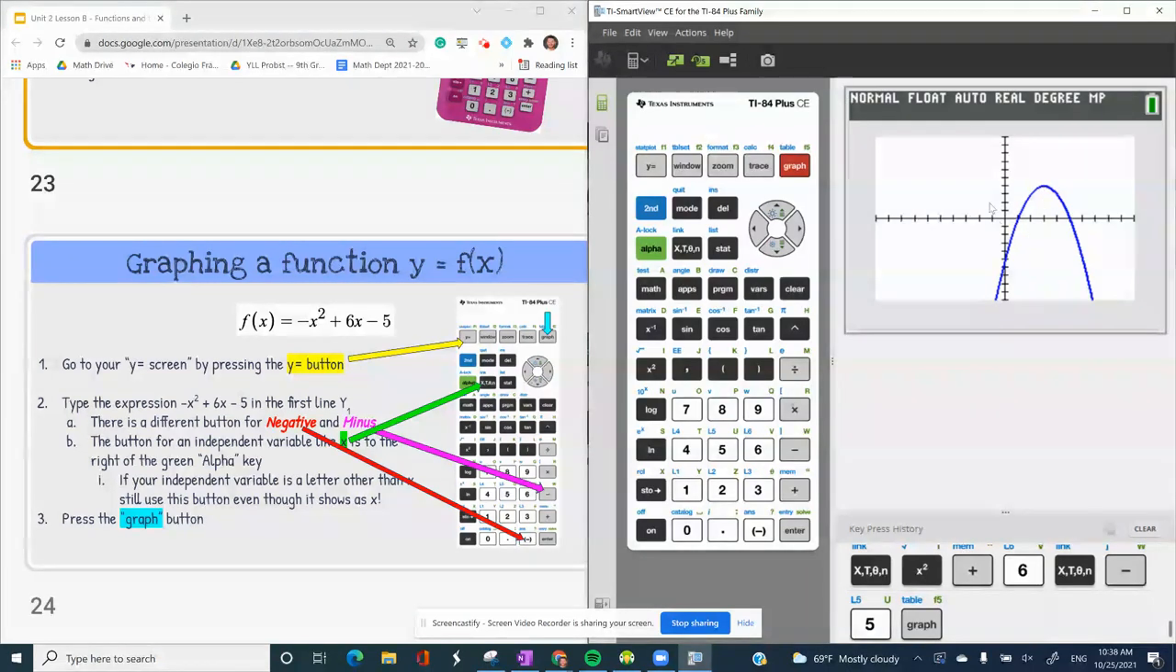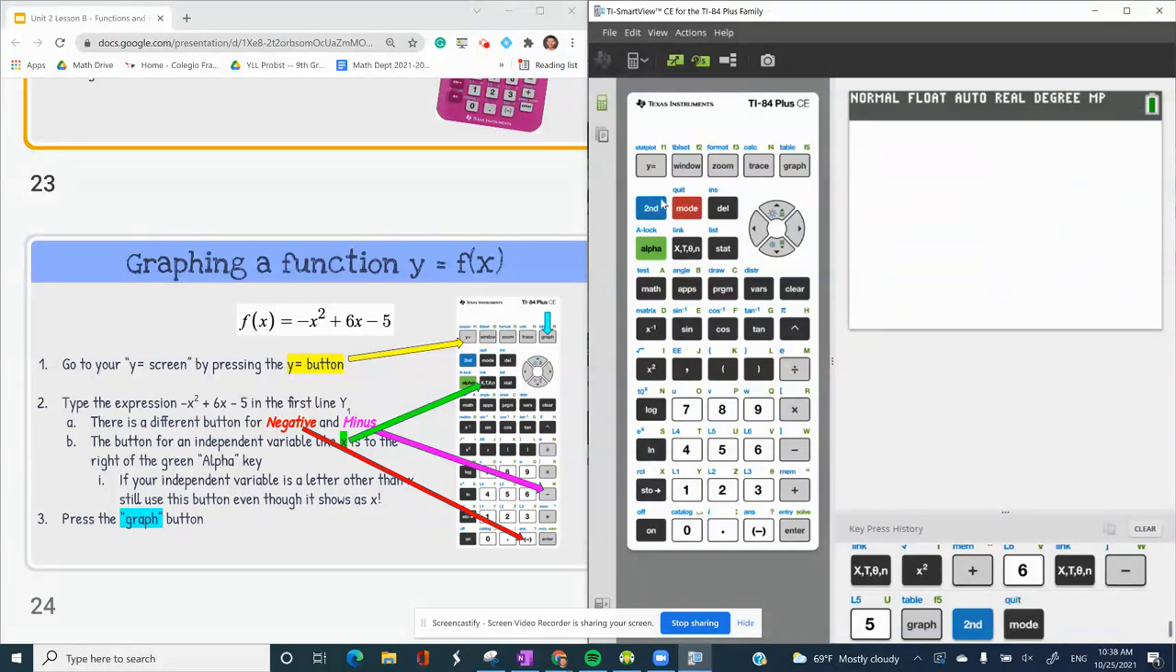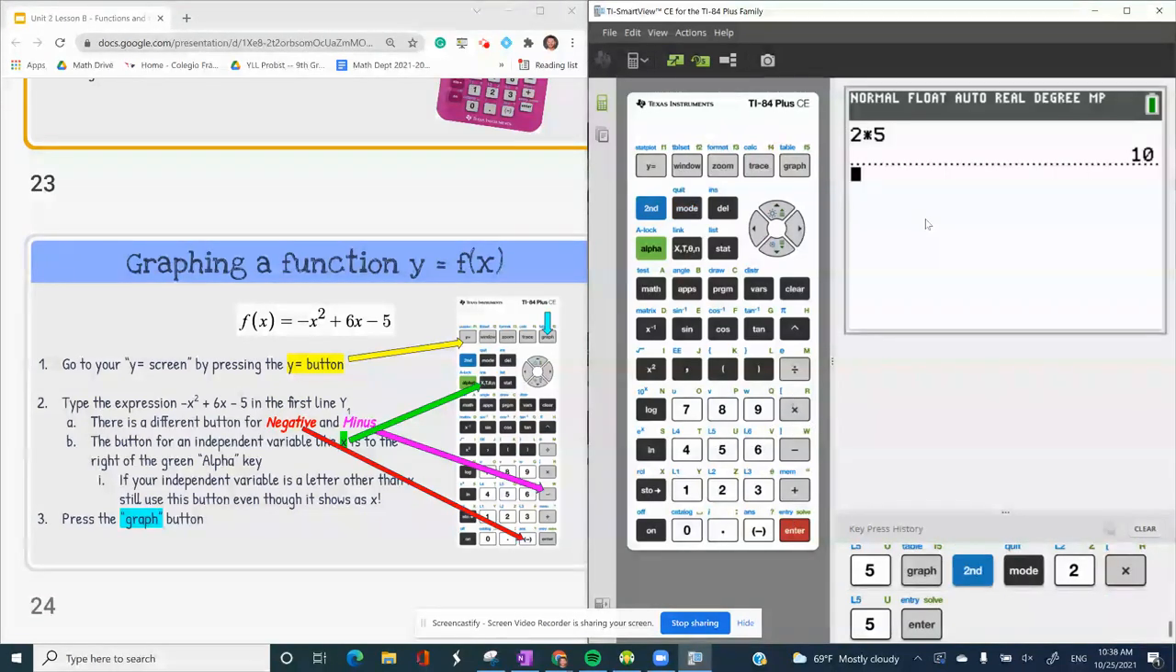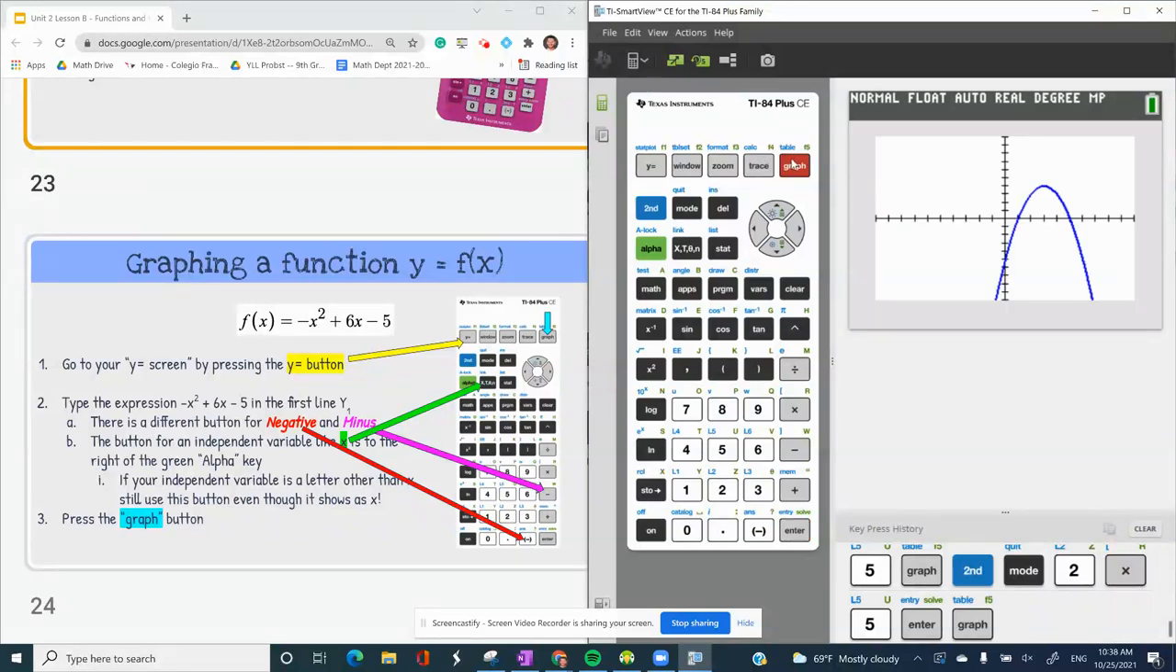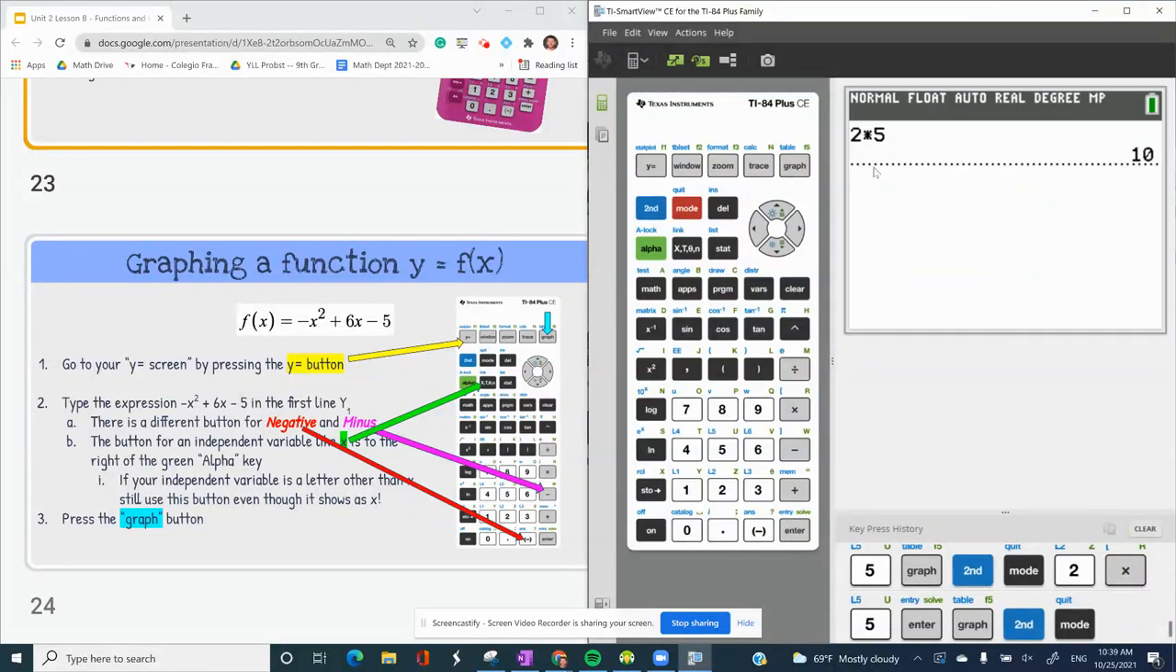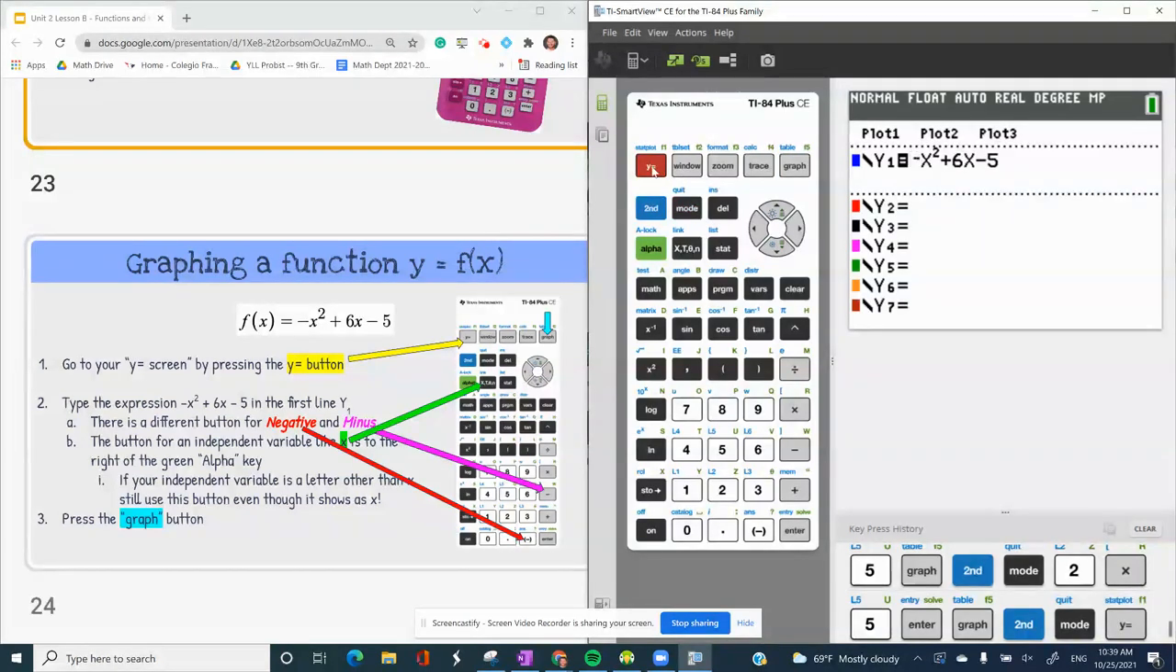If you want to exit any screen, you can go back to your main home screen by hitting second quit. Second, the blue button, activates the second feature of a button in blue. So if you want to quit back to your main screen, you have to hit the second button first, then press, in this case, the mode button. So second quit can get you back to your normal screen if you want to just do normal calculations like 2 times 5. But if you want to go back to your graph, then we can go back to the graph screen or hit second quit to, again, go back to your main screen. Or we can go back to our y equals screen if we want to go and adjust our graph.